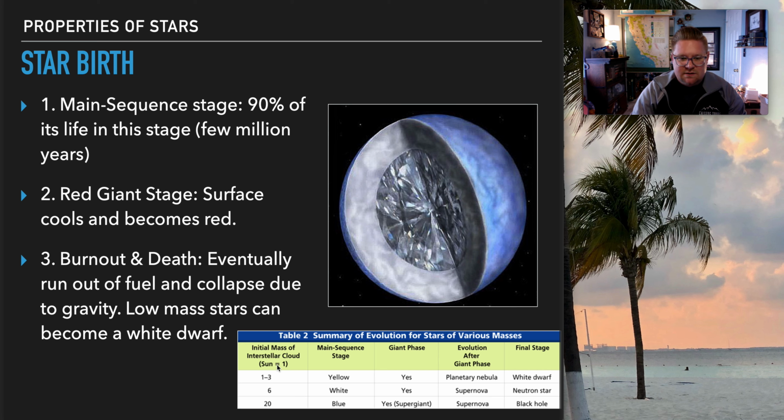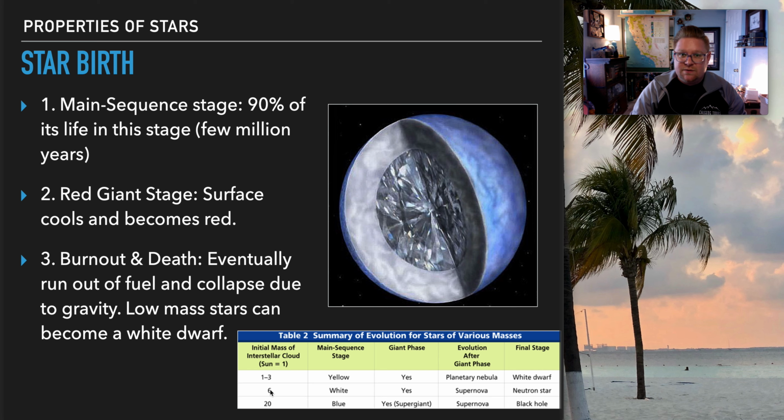So this is a little table summary of the evolution of stars of different masses. Depending on the original mass of that star or sun, that will also decide what will happen to it. As we can see here, a sun is equal to 1. If we had a mass that was 20 of our suns, it would turn into a black hole in its final stage. Our sun will turn into a white dwarf.